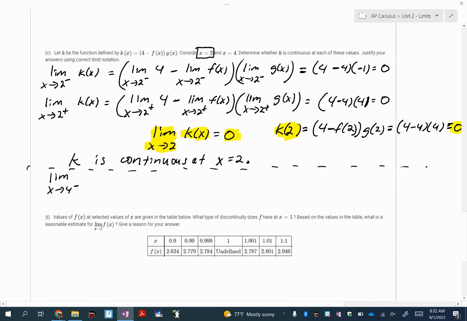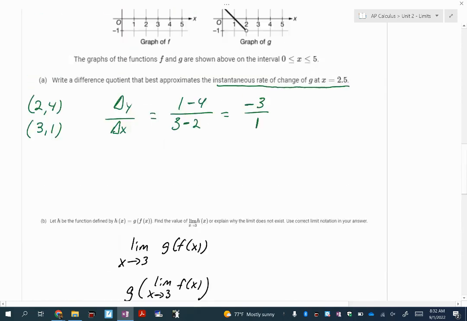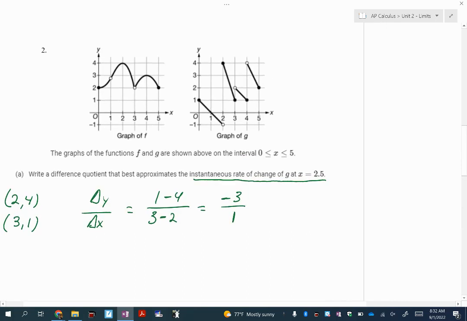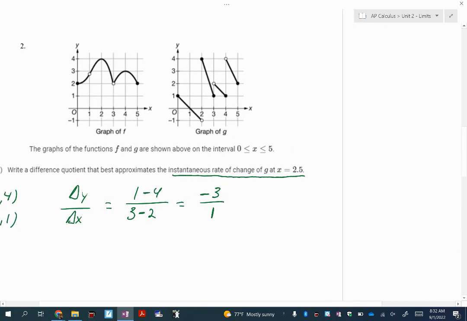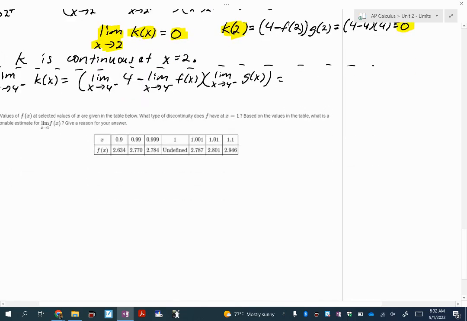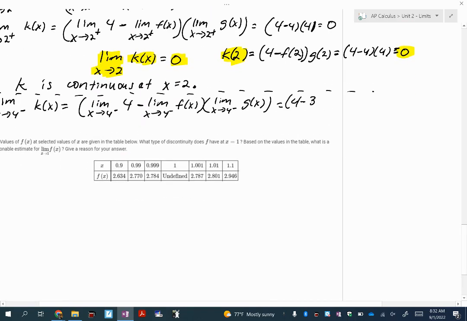So I'm going to approach 4 from the left. That's 4 minus the limit as x approaches 4 from the left of f of x times the limit as x approaches 4 from the left of g of x. All right, so here we go. The limit as x approaches 4 from the left of f is 3, and then for g is 1. So this is 4 minus 3 times 1.